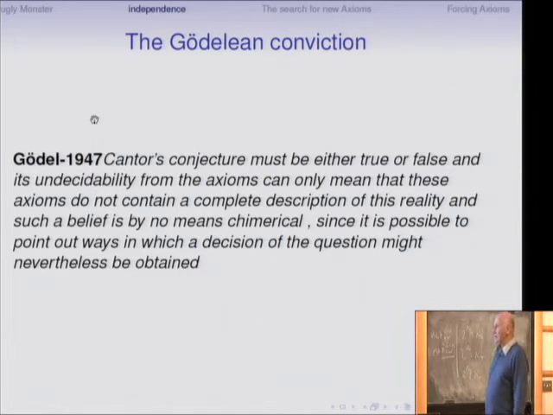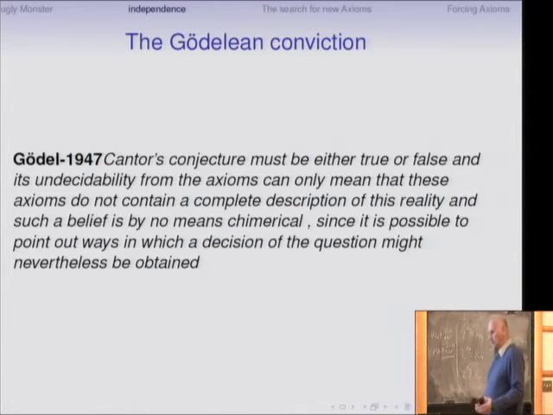Gödel, for instance, has a very deep conviction that that's not the case. For instance, in his famous paper of 1947, the paper was republished in 1963, right, Juliet? He writes: Cantor's conjecture might be either true or false, and its indemonstrability from the axioms can only mean that these axioms do not contain a complete description of this reality. And such a belief is by no means chimerical, since it's possible to point out ways in which a decision of the question might nevertheless be obtained.